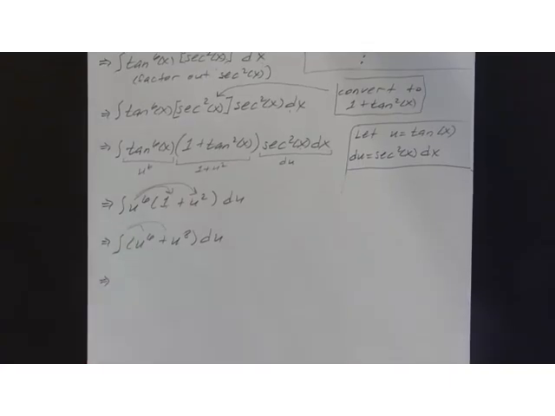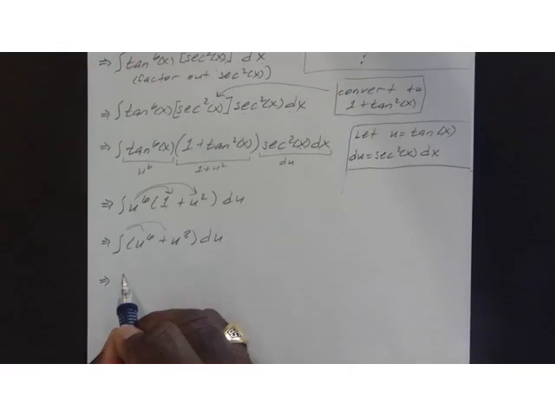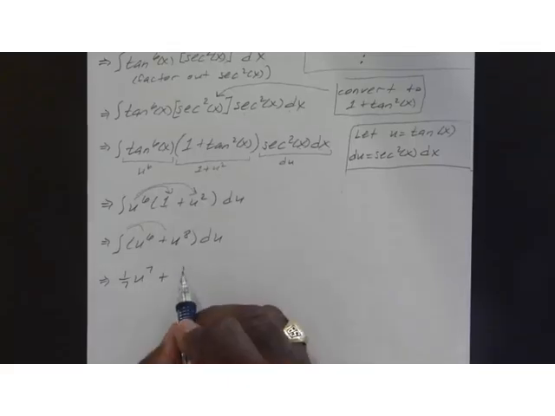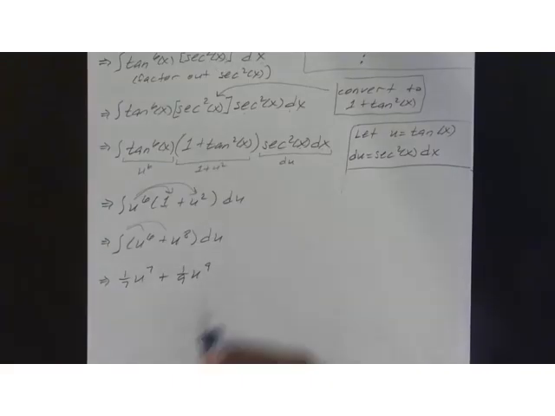The integral of u to the sixth power is u to the seventh power over 7, or 1/7 times u to the seventh power, plus the integral of u to the eighth power is u to the ninth power over 9, or 1/9 u to the ninth power, plus c.